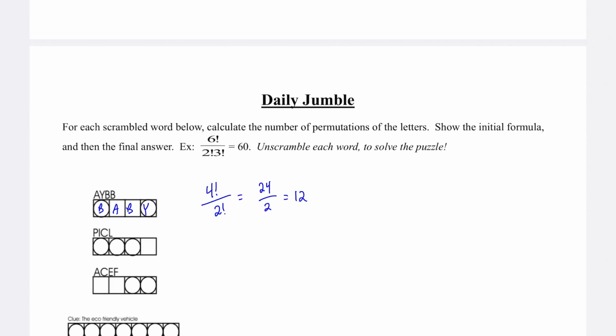So what about this next one? PICL. So again, we have 4 factorial ways, and they're all unique letters. So there's 24 ways of arranging that. How many ways can it be scrambled? Again, you might find yourself seeing the answer right away. You might not. The word is clip. But it's an amazing thing if your brain actually solves that quick. Again, the last one, ACEF. That's 4 unique letters. So again, there's 24 ways of arranging that. You might notice that the word is face.